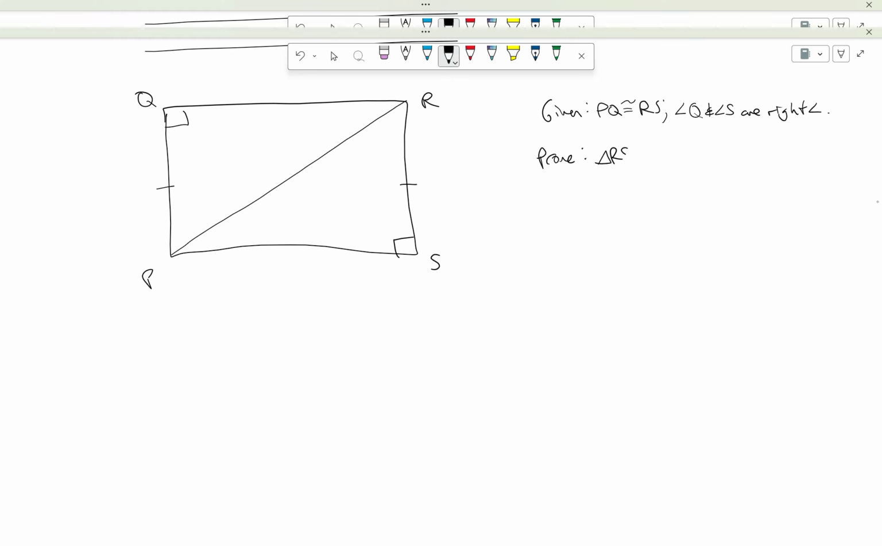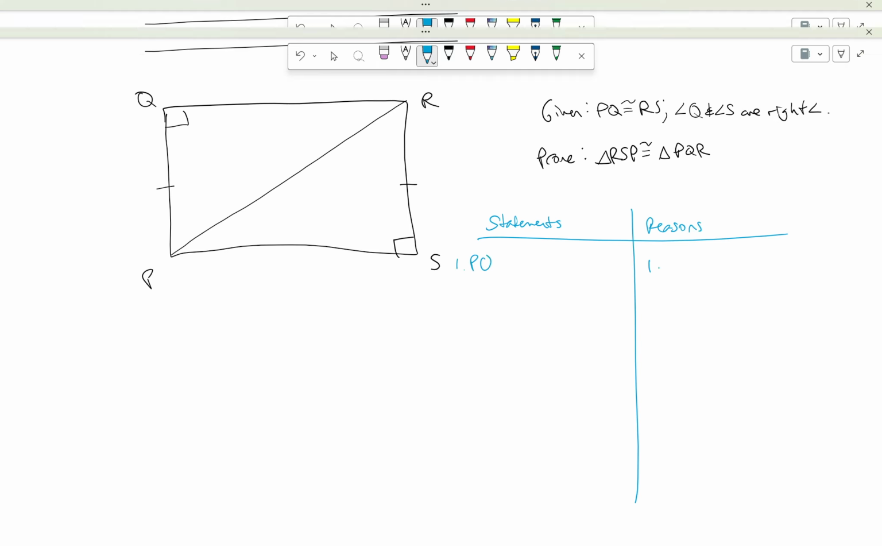Triangle RSP, the order doesn't matter, to triangle PQR, because RS corresponds to PQ, but so does SP to QR. All right, so here we go. Let's do our proof. Set it up, two columns. Statements on the left, reasons on the right.